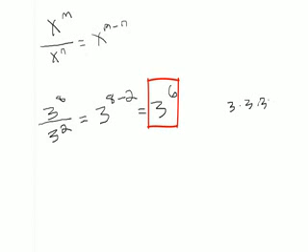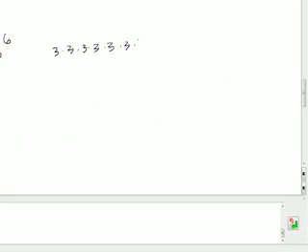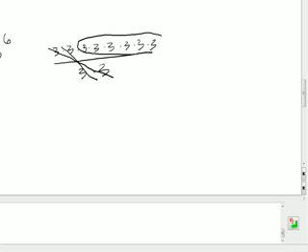And we could do this again, expanded. 3 times 3 times 3, that's a little bit hard to read. 3 times 3 times 3 times 3 times 3. 1, 2, 3, 4, 5, 6, 7, 8 divided by 3 times 3. And when we're dividing, you can cancel out any multiplications that are the same. So I could cancel out sort of like that.